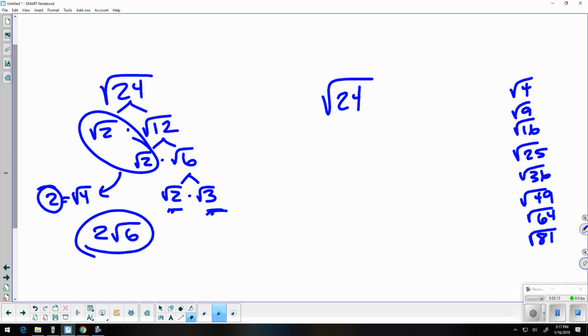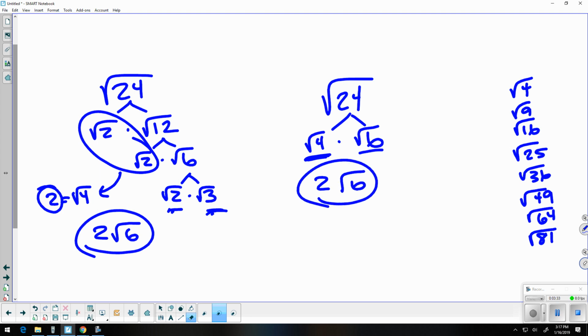So find the biggest one that we know divides into 24. The first time, I broke it up into 2 times 12, but I could have just done 4 times 6, because I know the square root of 4. The whole point of doing this is to not have as many steps. We know the square root of 4 is 2, and I still have the square root of 6 left over. So you get to that answer a little bit faster.